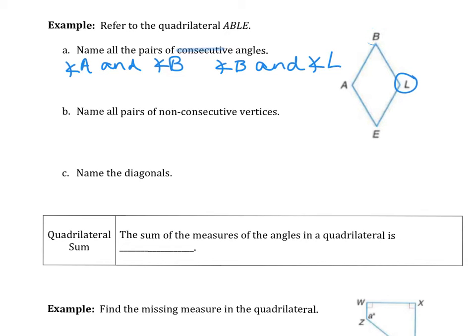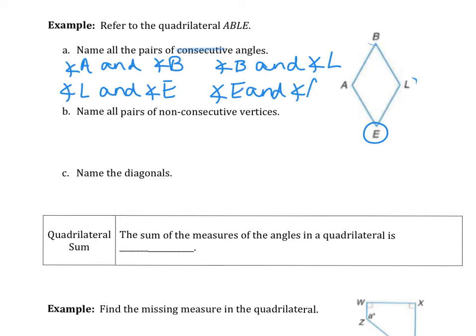Okay, I'm going to keep that circle on angle L, and now I'm going to look at angle L and angle E. And then I'll go ahead and look at that last one here. The next pair of consecutive angles is angle E and angle A. Again, we just went around that quadrilateral and named the angles that were right next to each other, consecutive.